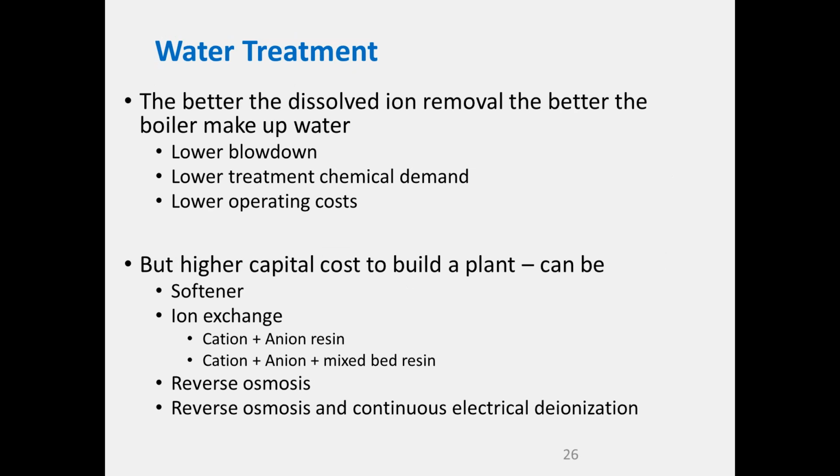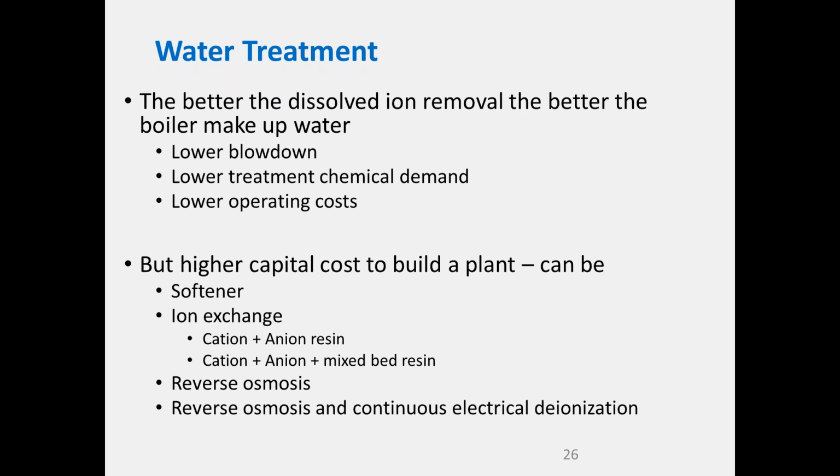So it's one of these things that you spend a bit more capex up front, and you build a plant that's got a good water treatment plant. Your OPEX, your operating expenses, will go down because you don't have to deal with the problem in the boiler. You take the problem away before it goes in.